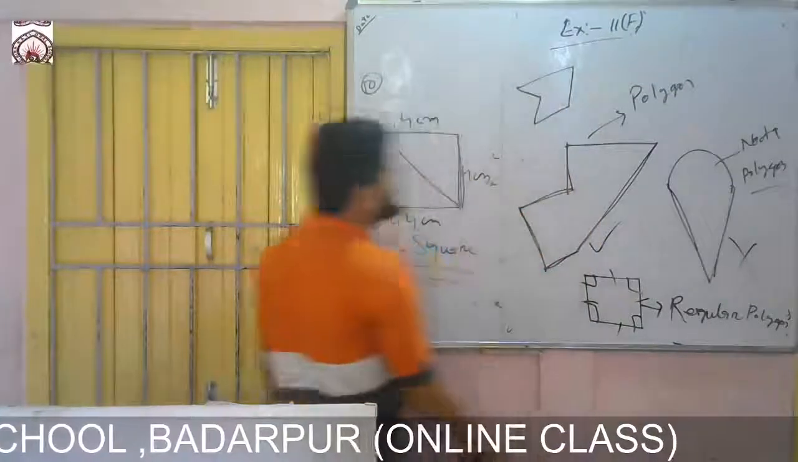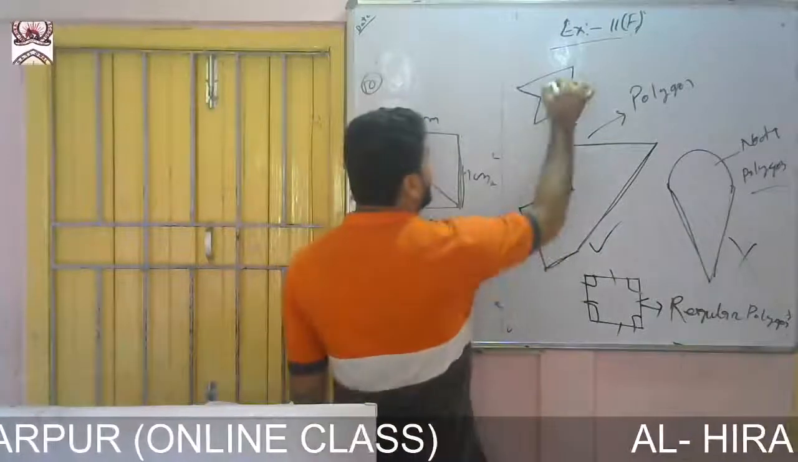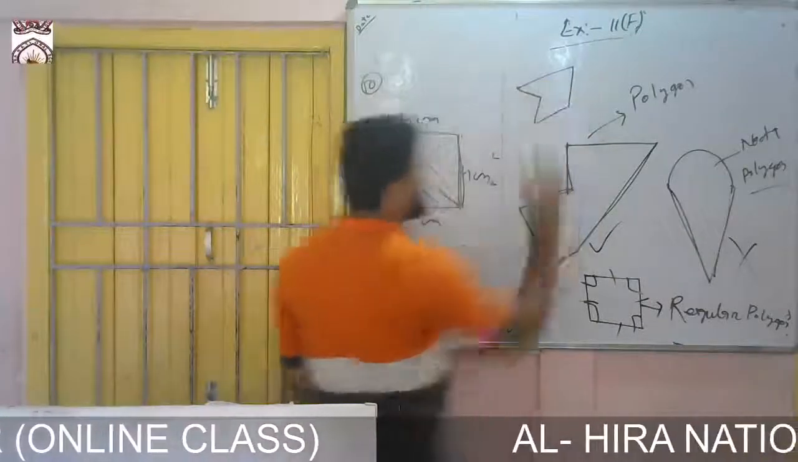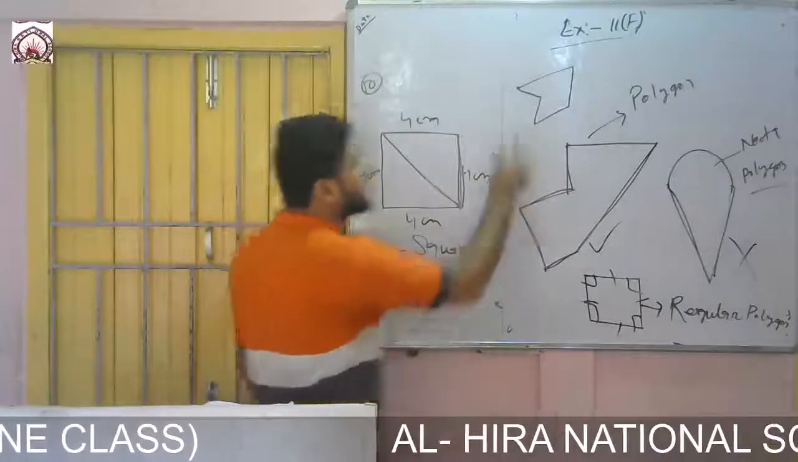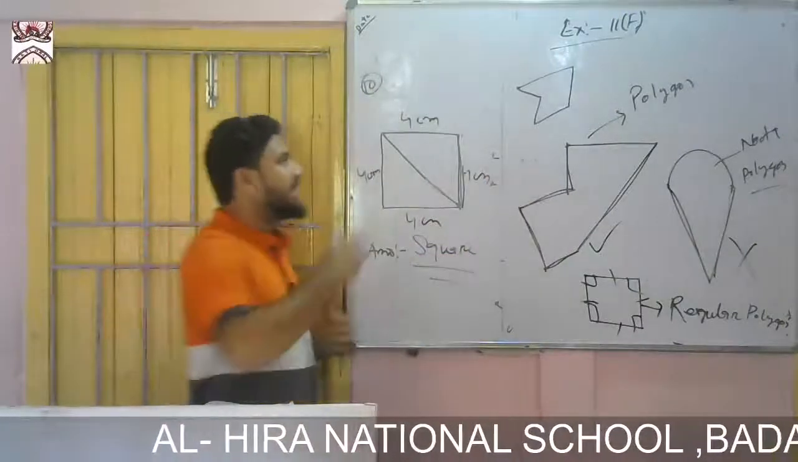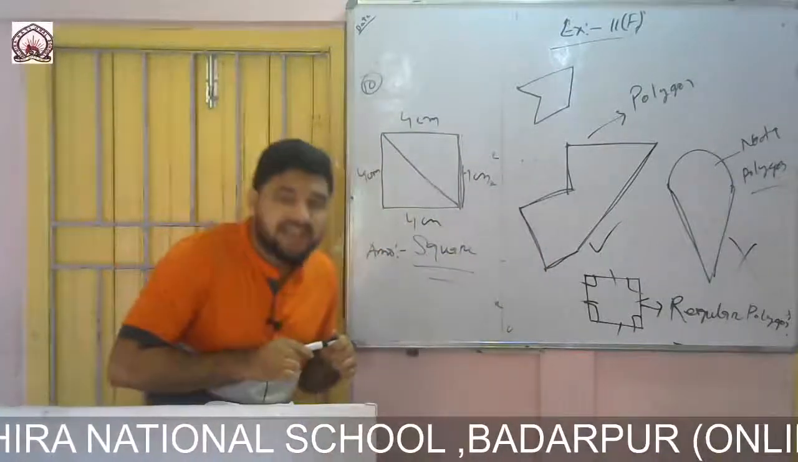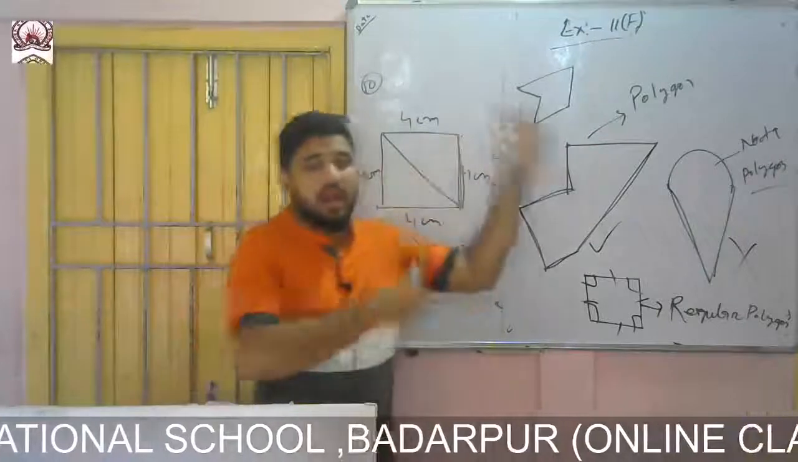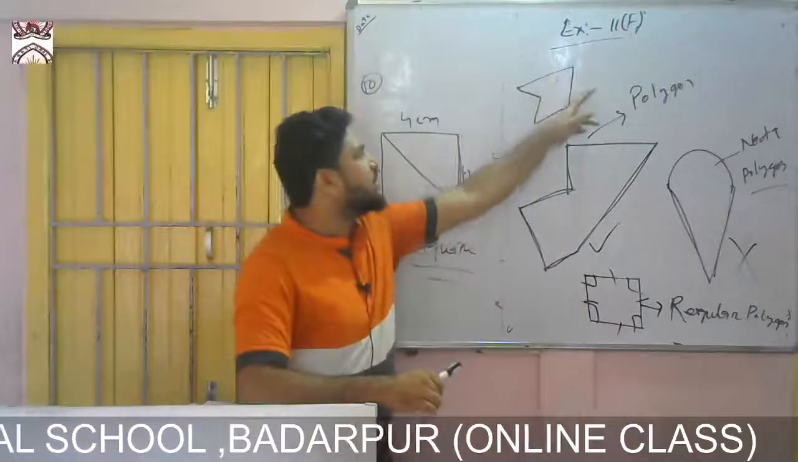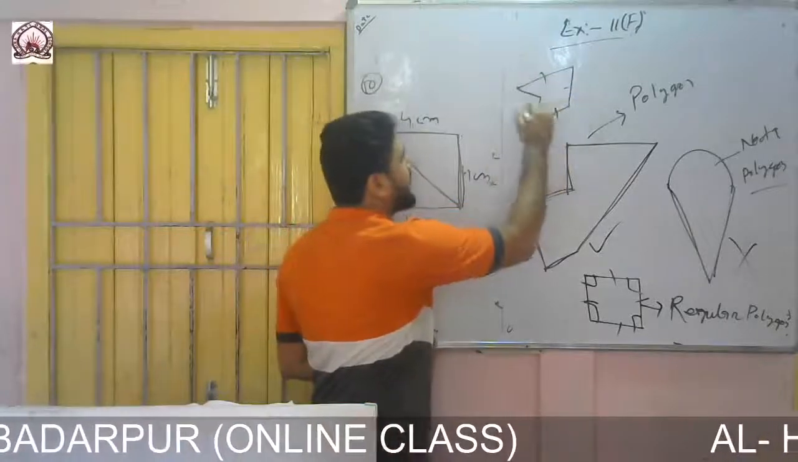So here you see this is a polygon. How? Because the figure is made up of line segments. Okay, so this is a polygon, but this polygon has one special name. This special name depends on the sides of the figure. Count how many sides are there. 1 2 3 4, 1 2 3 4 5.